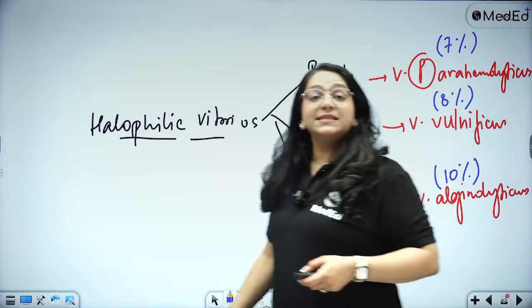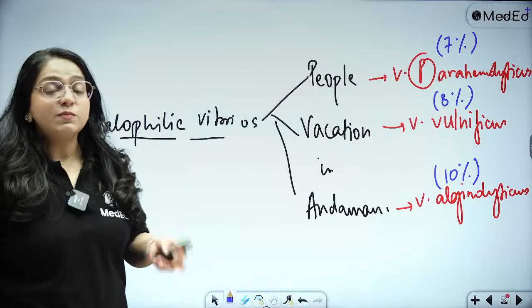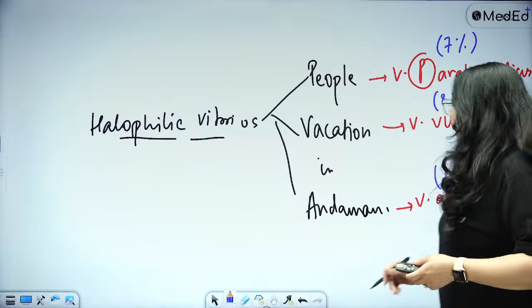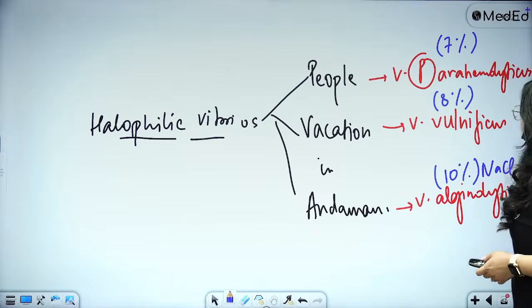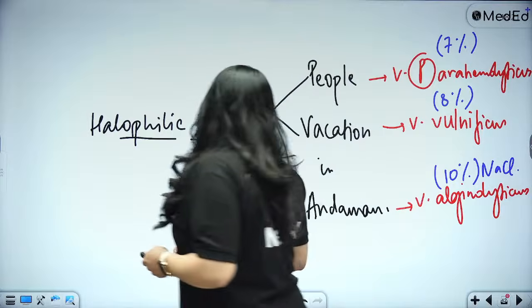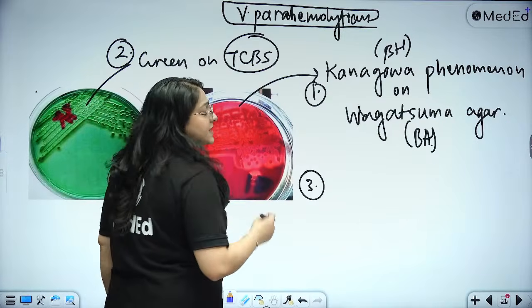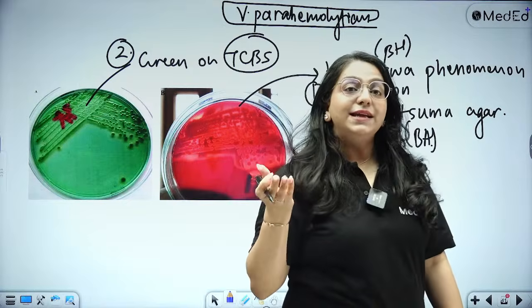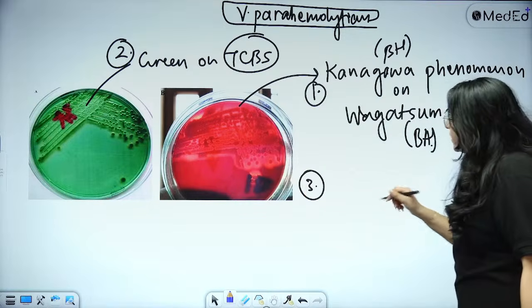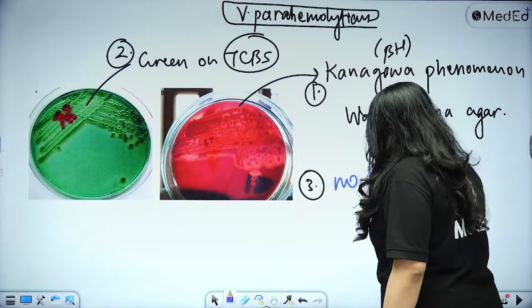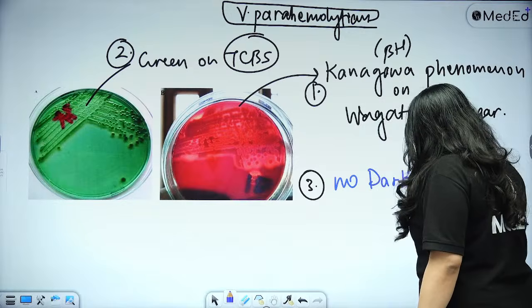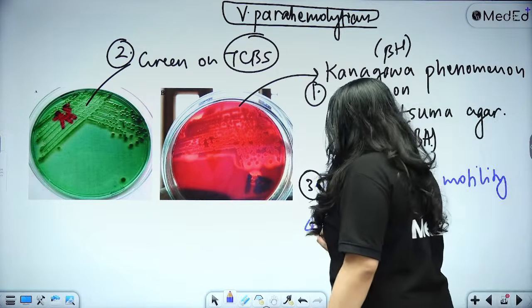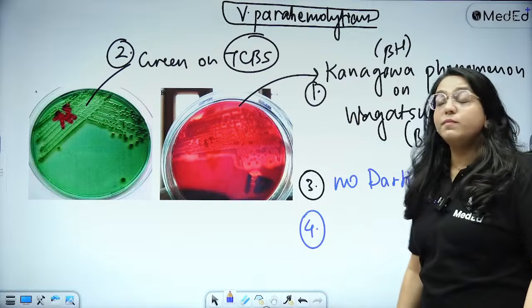Cholerae is less than 6%. So, maximum amount of salt is tolerated by Vibrio alginolyticus. It can tolerate 10% NaCl. Loves so much salt. So, parahemolyticus loves 7% salt concentration. Then Vibrio cholerae shows darting motility. This guy does not. There is no darting motility. One very important another feature of Vibrio parahemolyticus, it shows swarming.